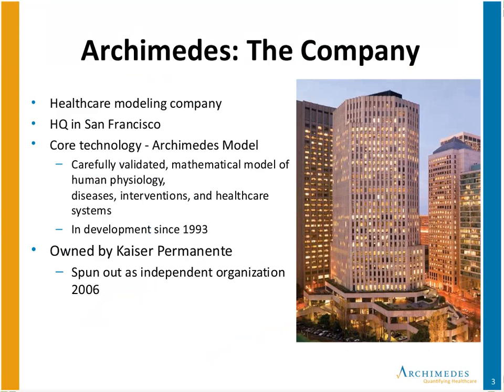The technology that Archimedes has developed is called the Archimedes Model, and I'm not going to go into a lot of detail about the model today because it would take up the bulk of the time, but I can tell you that it's a carefully validated mathematical model of human physiology, disease, interventions, in the healthcare system. The model has been in development since 1993, and our founder, Dr. David Eddy, originally did most of his work inside of Kaiser Permanente. But in 2006, we were spun out as an independent company, and we're an independent organization with our owner being Kaiser Permanente. So Kaiser is still very involved in our development and funding.